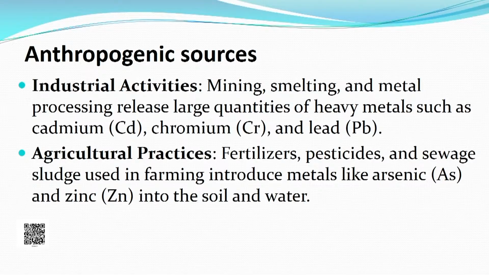Anthropogenic sources include industrial activity, agricultural activities, waste disposal, and transportation and fossil fuel consumption. Industrial activities such as mining, smelting and metal processing release large amounts of heavy metals, and agricultural practices also play a role. We use fertilizers, pesticides and sewage sludge in farming, which introduce metals like arsenic and zinc into the soil and water.